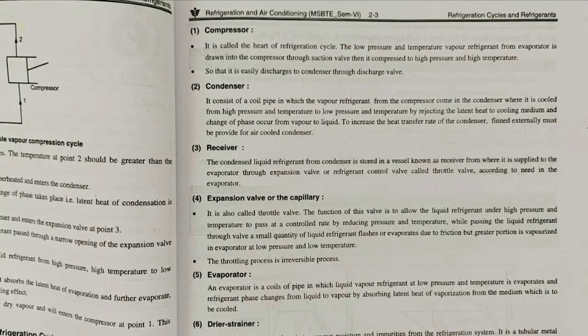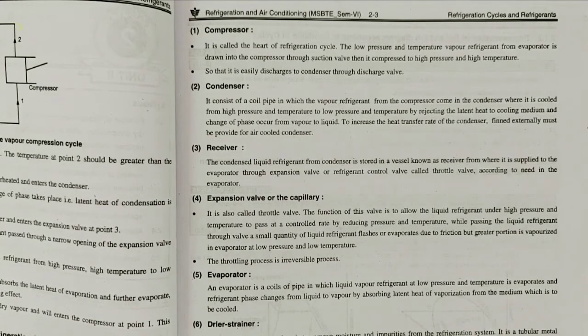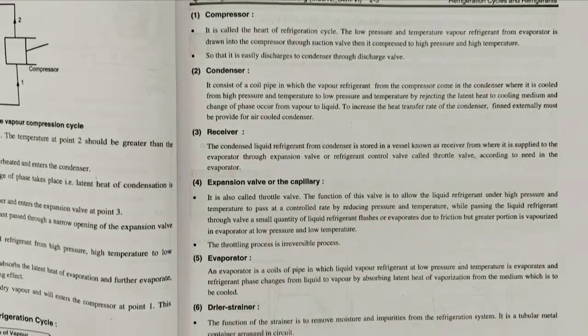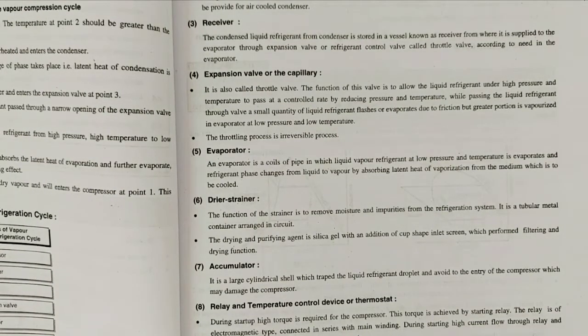While passing the liquid refrigerant through valve, a small quantity of liquid refrigerant flashes or evaporates due to friction, but greater portion is vaporized in evaporator at low pressure and low temperature. This throttling process is irreversible process. Then evaporator. Evaporator is a coil of pipe in which liquid vapor refrigerant at low pressure and temperature is evaporated, and refrigerant phase changes from liquid to vapor by absorbing latent heat of vaporization from the medium which is to be cooled.